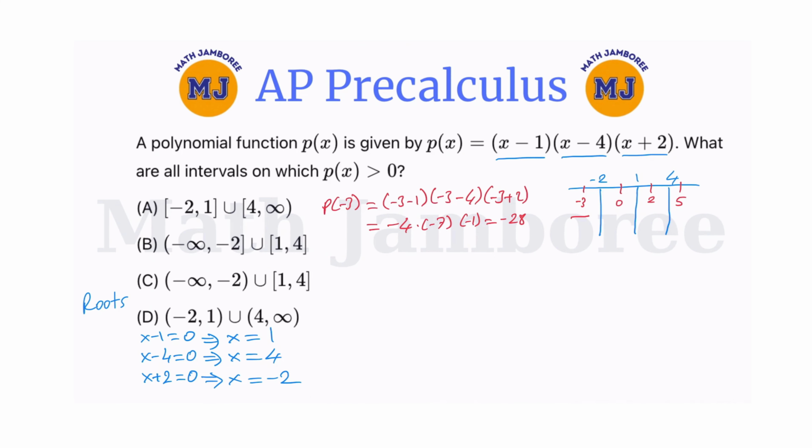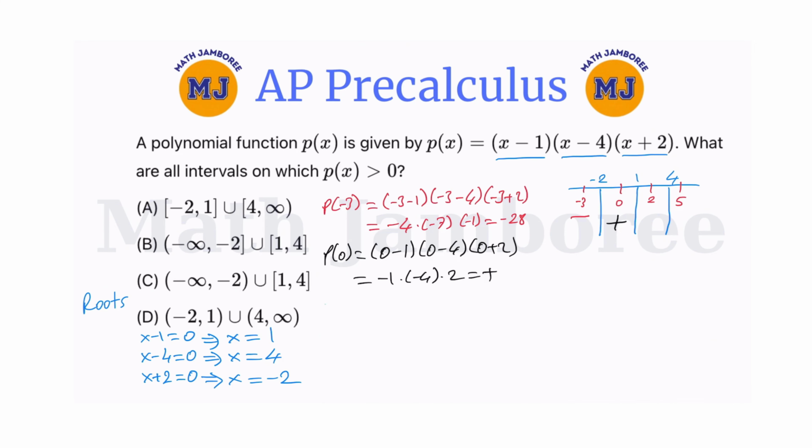Let's check for p of 0. I'm going to substitute 0 for x. Therefore, this becomes 0 plus 2. And this is negative 1 times negative 4 times 2, which is positive. So in this region, the sign of the polynomial is positive.